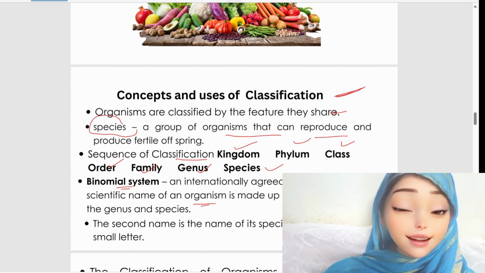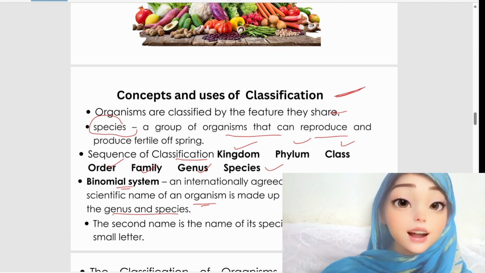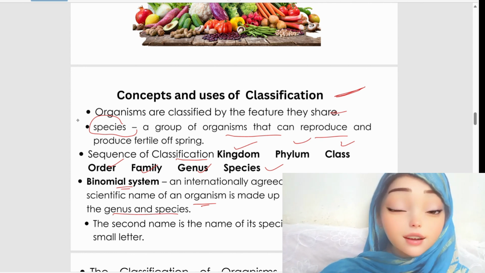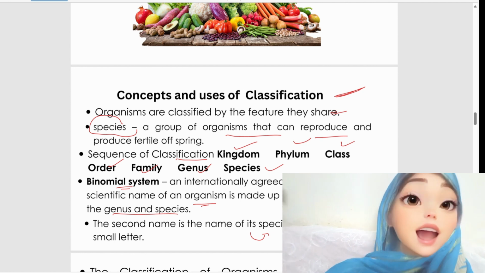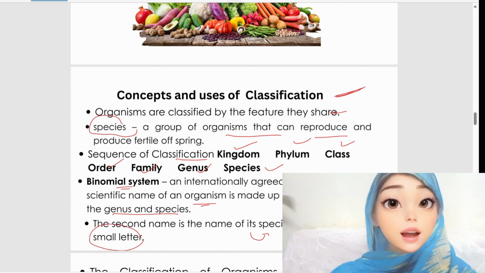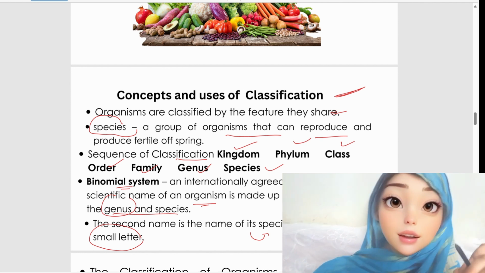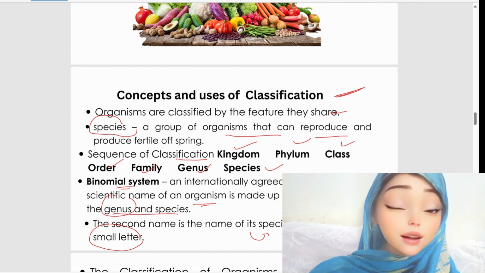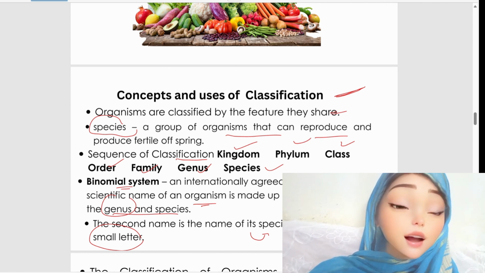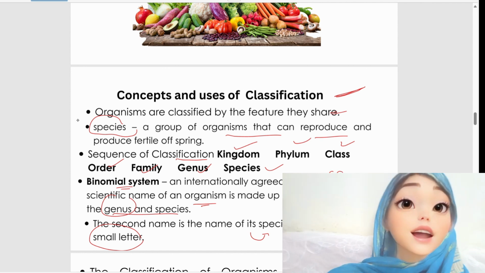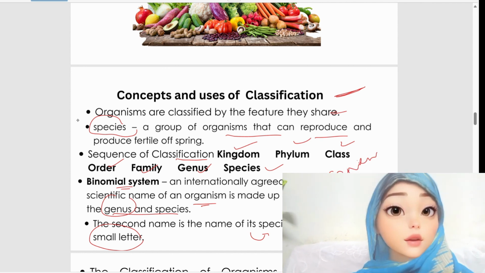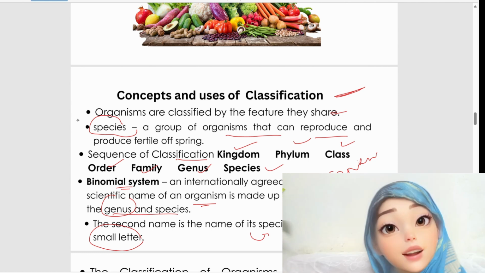The second name is the species name, which is always written in small letters, and the first name is always the genus name, which is always written with a capital letter. So for example, the scientific name of human beings is Homo sapiens. Here Homo is the genus name, which is always written with a capital letter, and sapiens is the species name, which is always written in small letters.